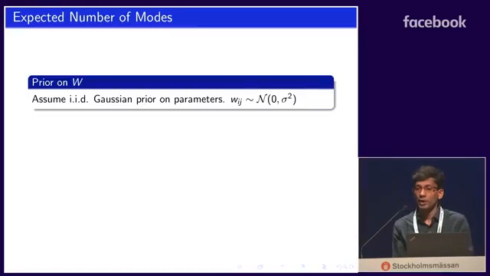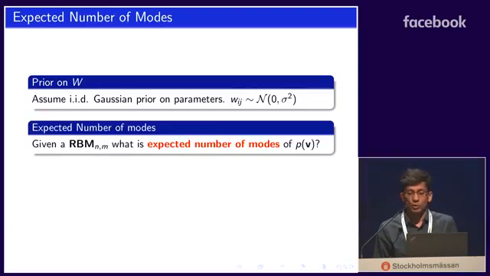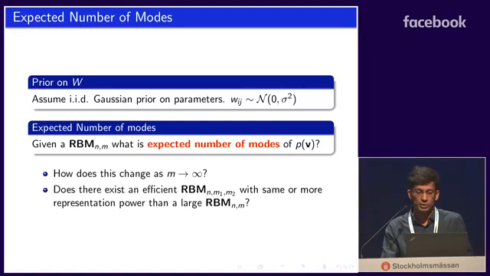Thus, we assume a prior on the weight parameters. We assume that the entries are IID, Gaussian, mean zero distributed. Under such a scenario, we ask the question: what is the expected number of modes of the marginal distribution model for an architecture? How does this number change as we increase the number of hidden units? Also, is there an efficient two-layer DBM architecture that has the same or more representation power than a large single-layer RBM? Before answering these questions, we briefly discuss the significance of this number, the expected number of modes.